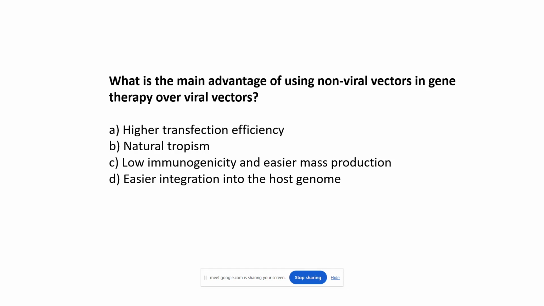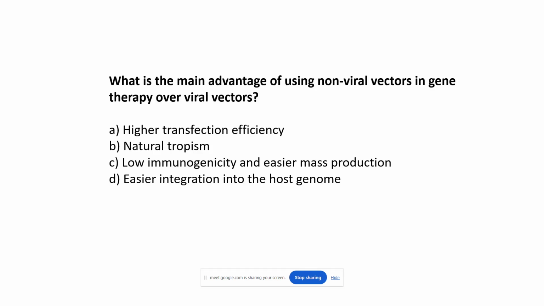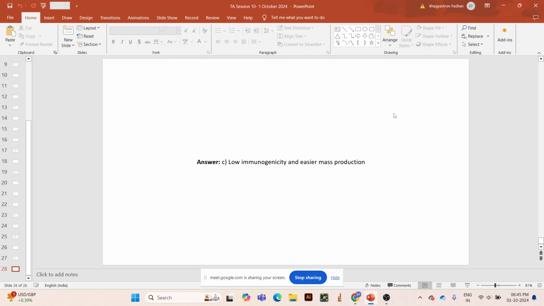Okay. Option C is the correct answer, low immunogenicity and easier mass production. As compared to viral vectors, this is the only main advantage. Otherwise, viral vectors have natural tropism and higher transfection efficiency, and they integrate into the host genome more easily than the non-viral vectors. Okay, these were all the questions I had for today.